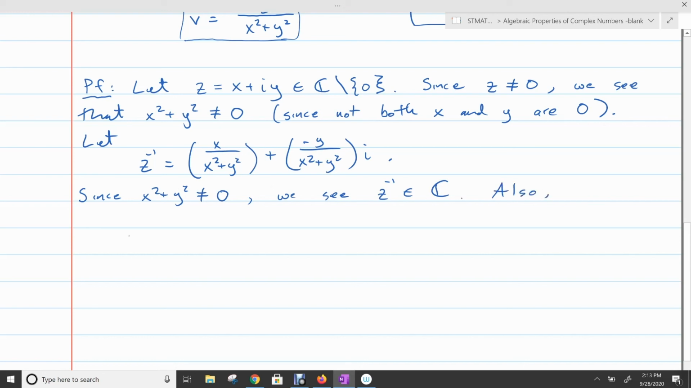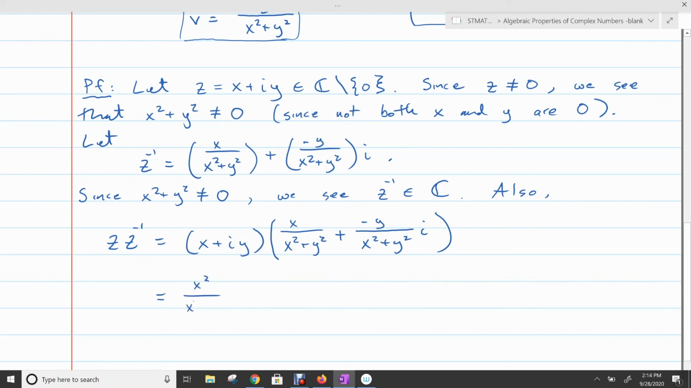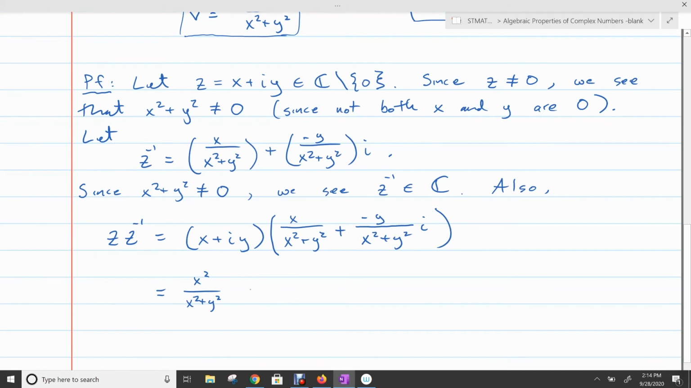Also, if we do z times z inverse, that would be x plus iy multiplied times what we're claiming z inverse is: x over x squared plus y squared plus negative y over x squared plus y squared times i. Of course, we know what we're going to get. It's sort of preordained, but let's just go ahead and check it. Multiplying the first terms, we get x squared over x squared plus y squared. Multiplying the outer terms, we get minus xy over x squared plus y squared times i. Multiplying the inner terms, we get plus xy over x squared plus y squared multiplied times i.